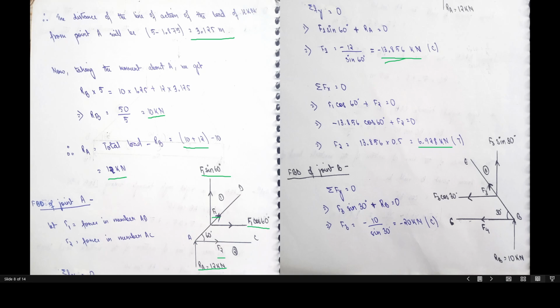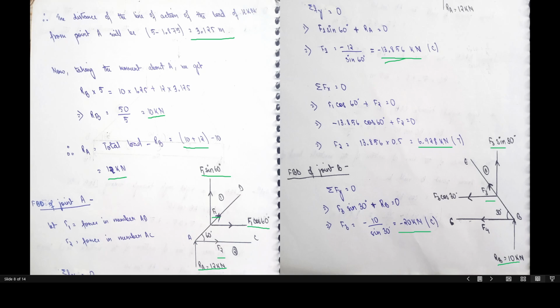Next, we will draw the FBD of point B. And here, F3 is an inclined force, that is inclined at 30 degree. So we'll resolve it into X and Y components. Then we'll solve using equilibrium equations. So we'll solve for vertical forces. F3 and RB are the two vertical forces, and in the same direction, so it will add up, and we get the value of F3 as 20 kilonewton.